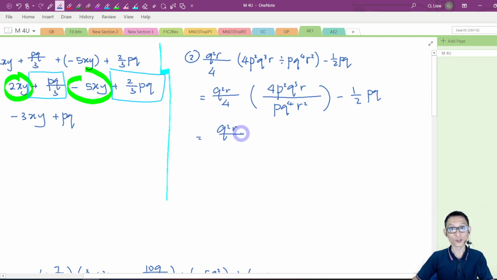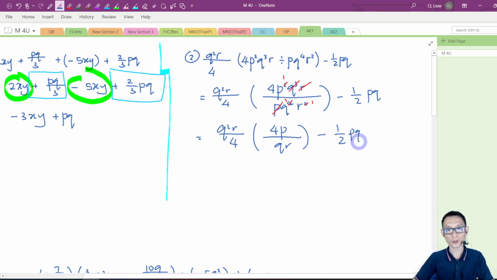Okay, so this one I just copy first, then do the division for this part. P squared, p, cut this one, 1p left. Okay, q cube, q power 4, cut this one, we have 1 over here, power 1. And this r squared, cut this one, 2 minus 1, you will get 1. Okay, so go through this whole thing carefully. We have 4p, and this is qr, minus 1 over 2 pq.